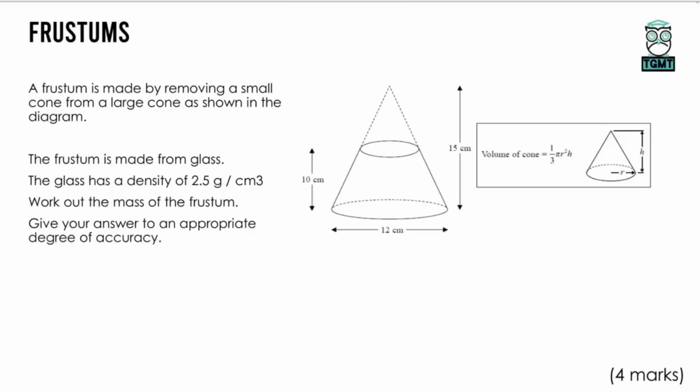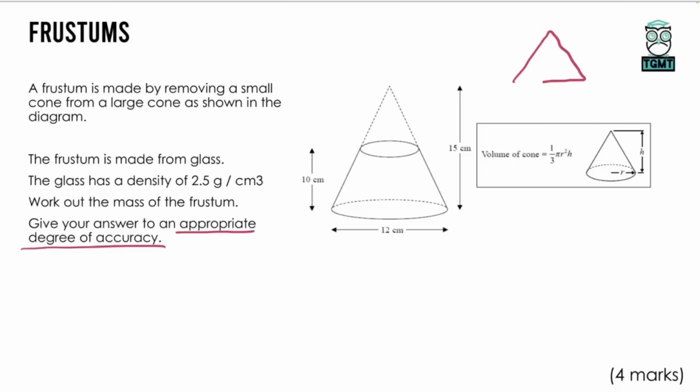That last line is quite interesting as well. An appropriate degree of accuracy. That means we sort of have an option of how we want to round it. So something like 1 decimal place maybe. So looking at this question then, can we get the volume of the frustum? Ultimately, it wants us to work out the mass.